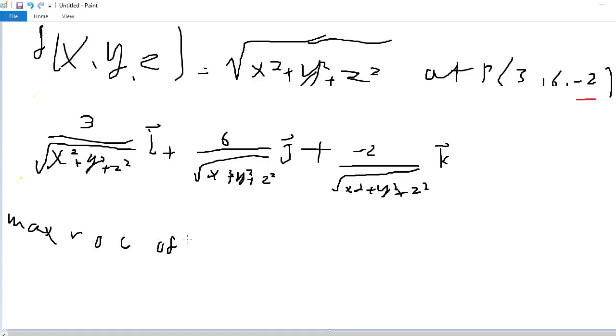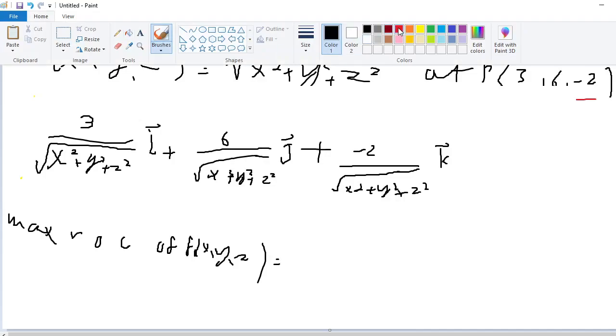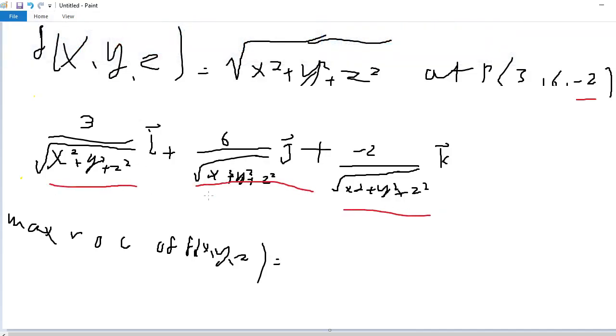Of f of x comma y comma z. So I need to find the maximum. As I said, it's similar if you find the unit vector. Notice here that these fractions are the same, right? So we can combine them together. When we combine them, we get only one fraction, but at the top we need to find the square root, or the length of this square root.